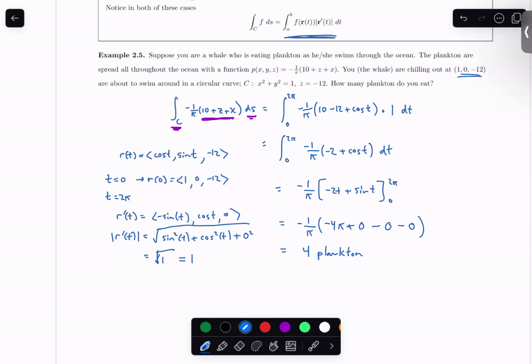So we're no longer calculating the length of a curve necessarily. I mean, we can do that. But if you're integrating some other function, you're adding something up along the curve that's maybe not just length. So in this case, we added up how many plankton we're eating along the curve.